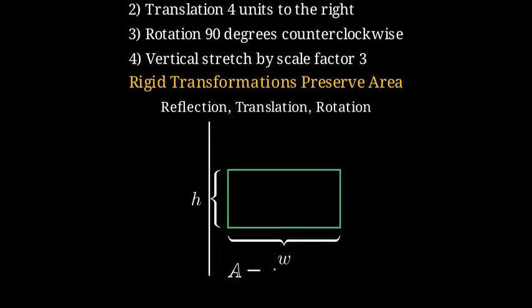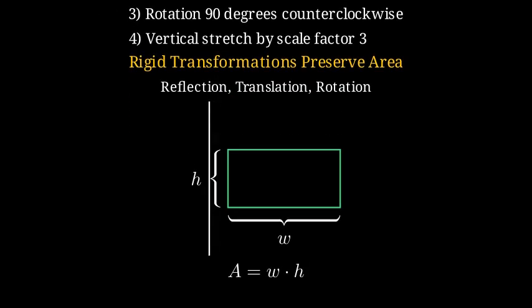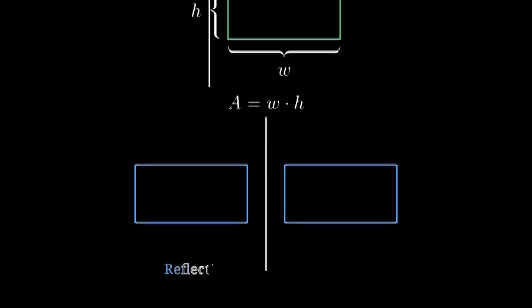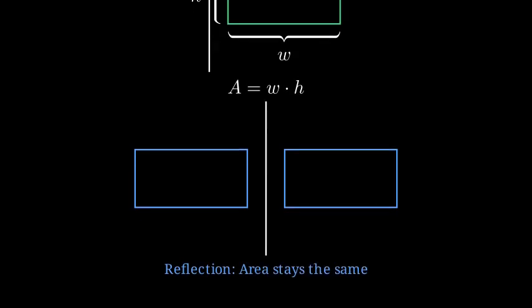Let's visualize a rectangle and its area. If the width is W and the height is H, then the area is W times H. First, a reflection over the y-axis just flips the rectangle to the other side. The area stays the same because the size does not change.